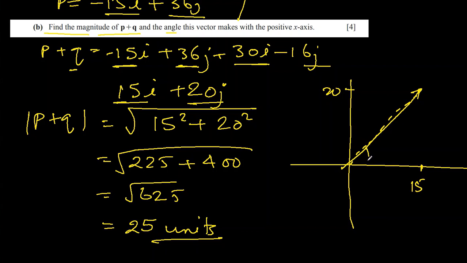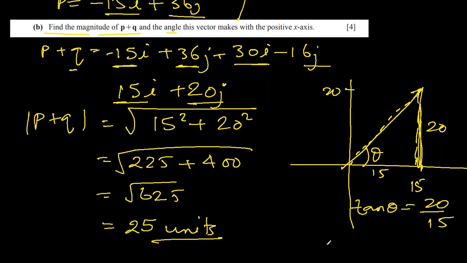Okay, and they're asking us to find this angle. Let's call it theta. We know that this height is 20, this length is 15, and we can use tan theta to find the angle. It will be opposite 20 over adjacent 15. So theta is tan inverse 20 over 15. And let me use my calculator to find this.